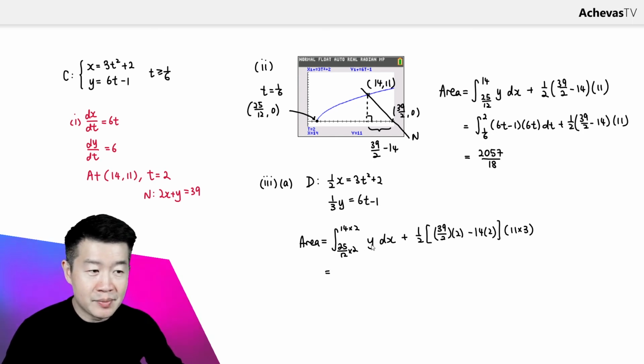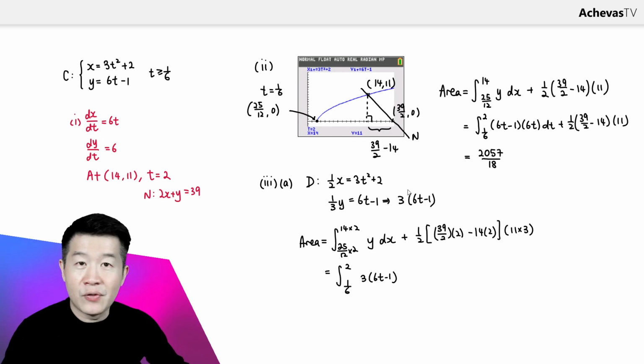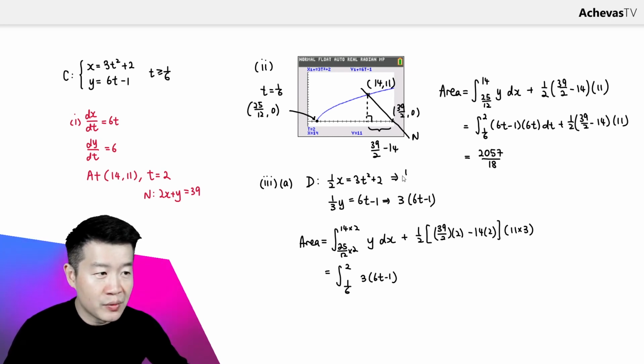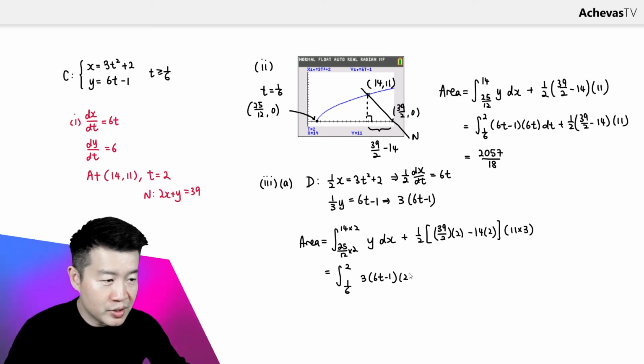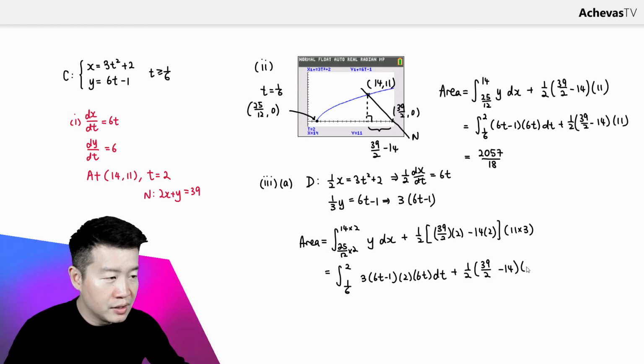Now if we were to replace this by t, the t is going to remain the same. So for this, it is still going to be at 1 over 6. And for this, it is still going to be at 2. As for y, it is going to be replaced by 3 times of 6t minus 1. So this y here will now be 3 of 6t minus 1. As for dx dt, if I were to differentiate this with respect to t, we will have a half dx dt equal to 6t. So dx dt is 2 times of 6t. So it is going to be 2 times of 6t dt plus this, I'm going to factorize out 2 and I'll factorize out 3. It is going to be half of 39 over 2 minus 14 times 11.